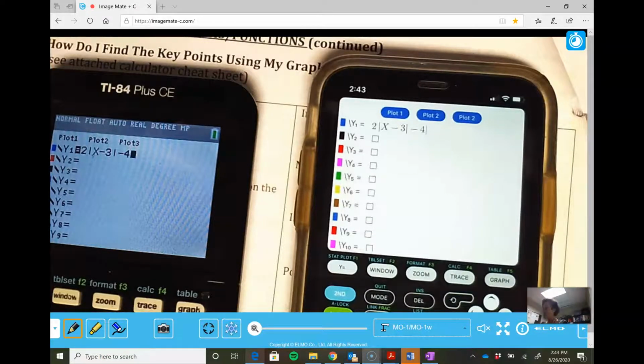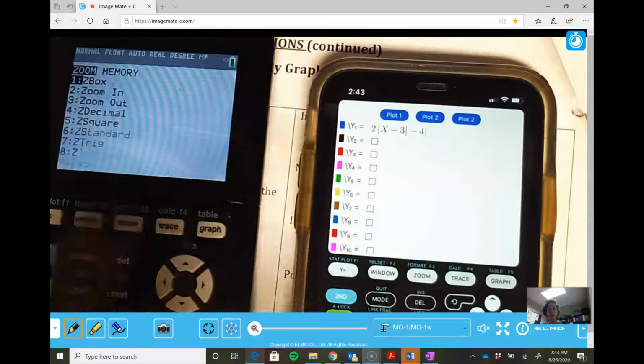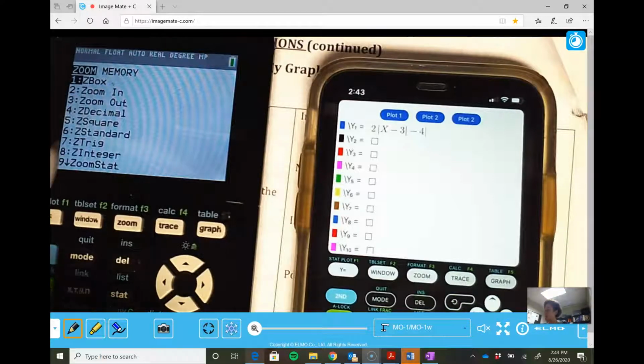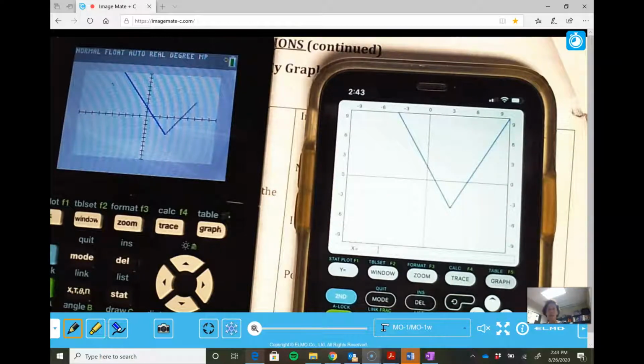All right, every time we graph, we're going to start with a standard window. And if you press zoom 6, that's a standard window. So I'm going to press zoom 6, and I'm going to do the same thing here, zoom 6. And there it is. So look, the calculator graphed it way faster.